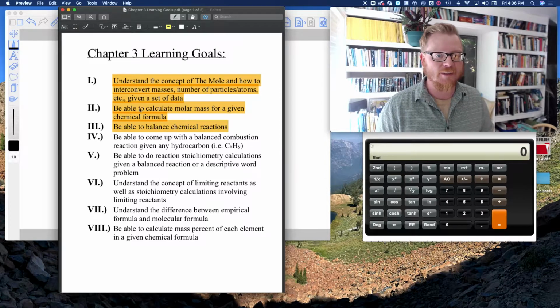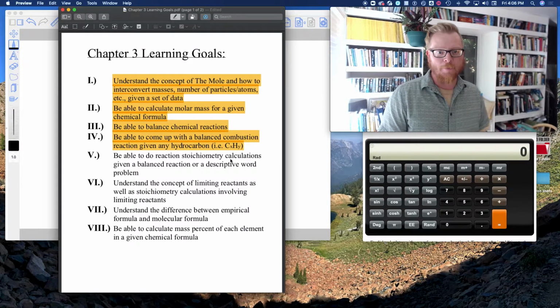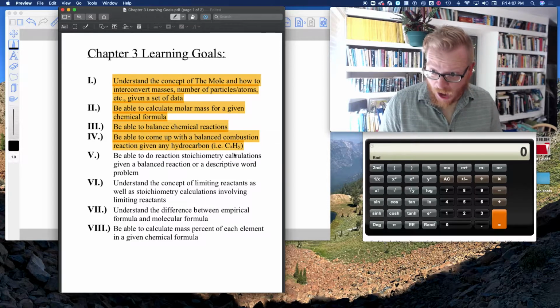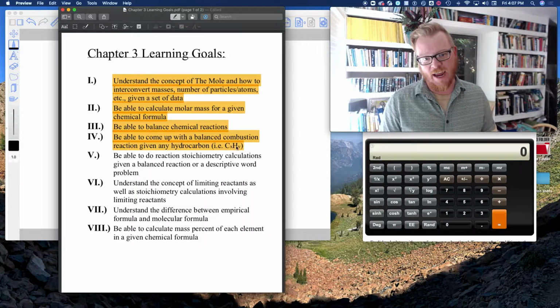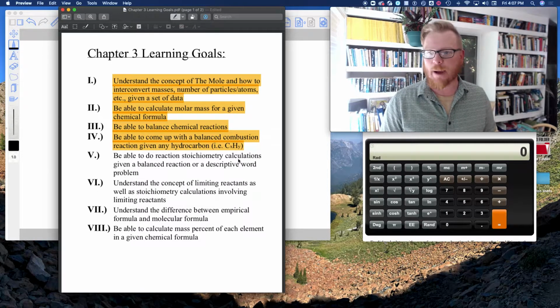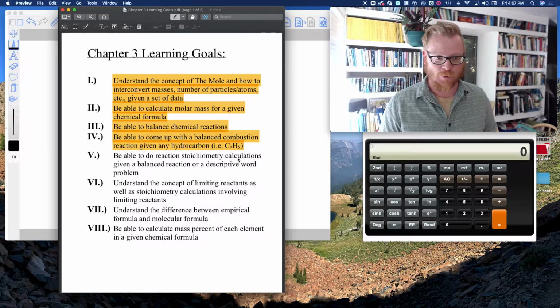And then I think the last thing we talked about was being able to come up with a balanced combustion reaction given any hydrocarbon. So I went through a couple examples, and you notice I said CxHy, right? I gave you the example of methane, which is CH4. I gave you propane, which was C3H8. I gave you butane, which was C4H10. And we even did octane, but you didn't know I did octane. That one was C8H18. And more on octane in this video.